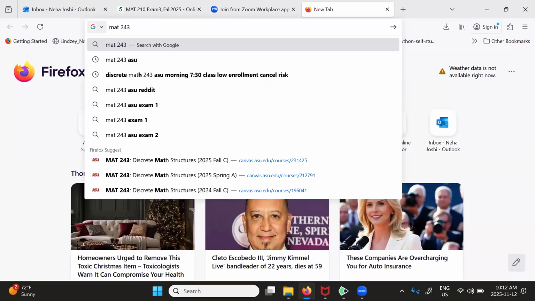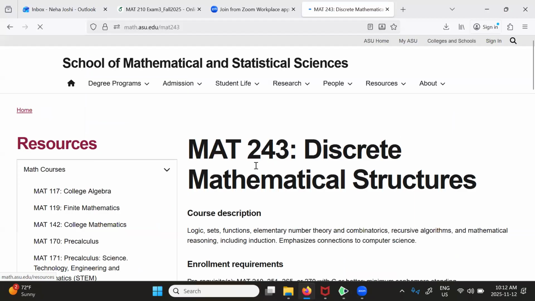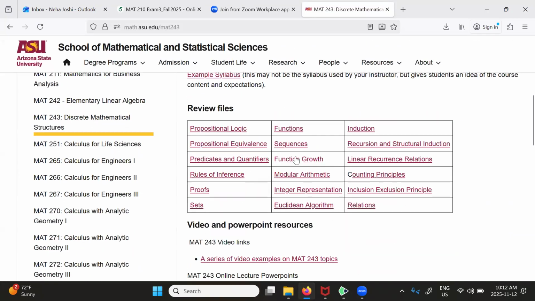okay? Math 243 ASU website. All the questions I pick are from here. Some of you have sent me questions to cover, which is great. Keep sending me more questions so I can cover it during Friday's review also. But some of them I've picked from the lecture notes or these 4 topics. You know the topics that are covered: function growth, modular arithmetic, integer representation, Euclidean algorithm, and induction.